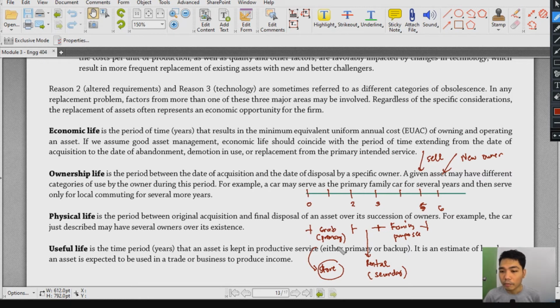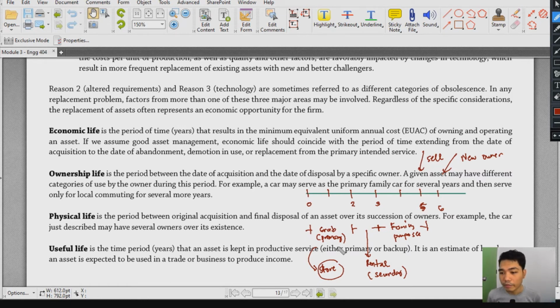So the rental service plus the Grab, which is actually 3 years combined, we can call that the useful life, simply because it is useful in producing income. So it's like a certain common sense. Since it's producing income, though it could be just the primary or the secondary, it's still useful. So you can call that the useful life. But whenever it's serving its primary service intended for it, that is, for business purposes during the first 2 years, you can call that the economic life.